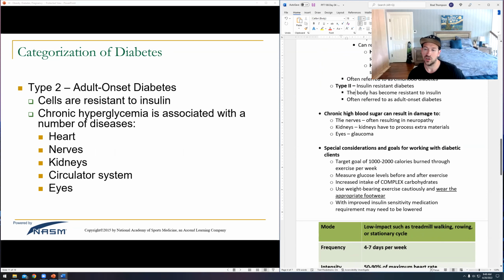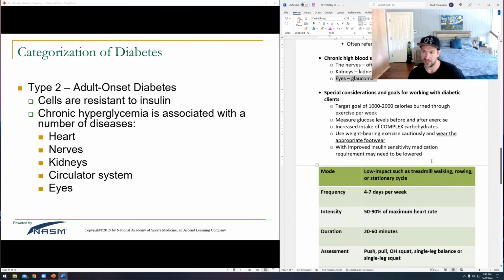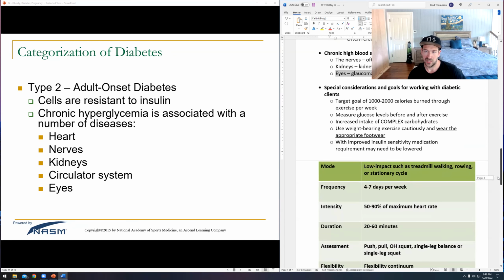So chronic high blood sugar can damage your nerves. We call that neuropathy. It can damage your kidneys because it has to process all this extra junk that's in there. And it can result in glaucoma, which is obviously not awesome.